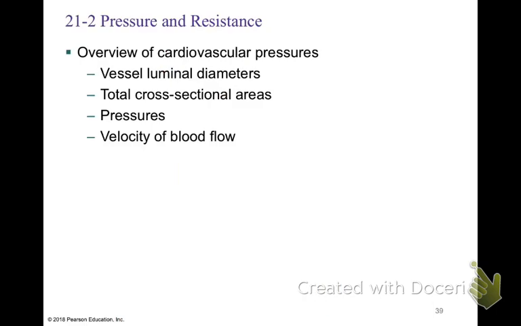But ordinarily, turbulence is just one of those factors you have to deal with. So mostly what we're going to be looking at when we talk about resistance is vasoconstriction and vasodilation, which is going to affect the luminal diameter. What's the diameter of the hollow interior, the lumen of a vessel? We're also going to see that total cross-sectional areas have an impact. Hold that thought. We'll come back to that.